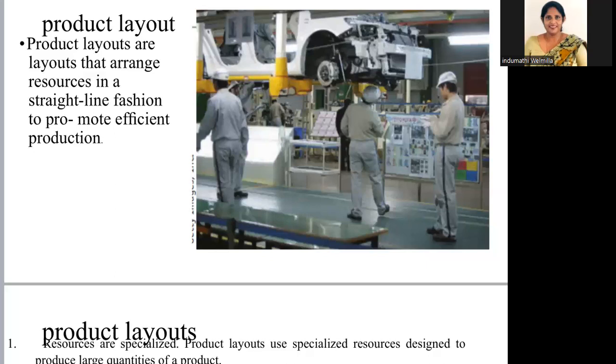That means when you start the car wash process, every person who comes to wash their car has to do the same procedure, the same bulk of activities. They have to move through the same places in sequence. That's why we can consider this type of service as a product layout service.